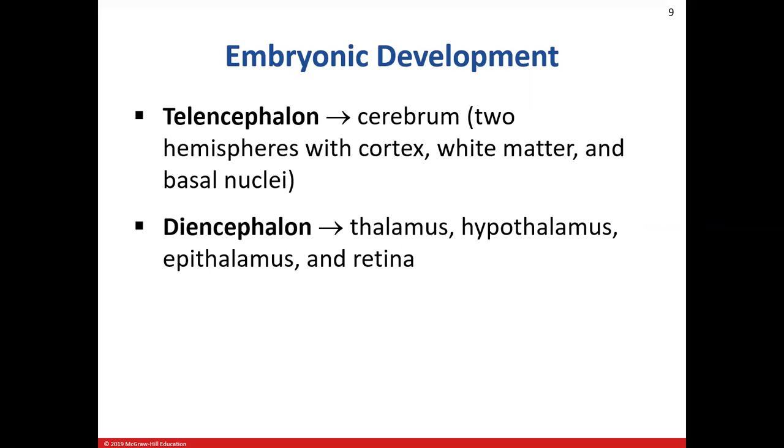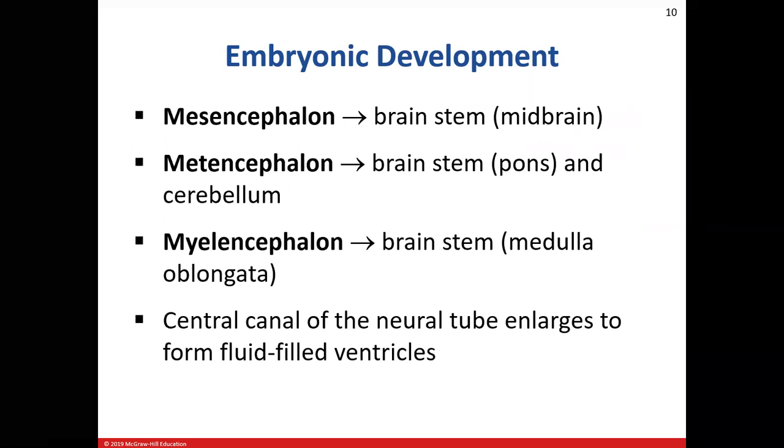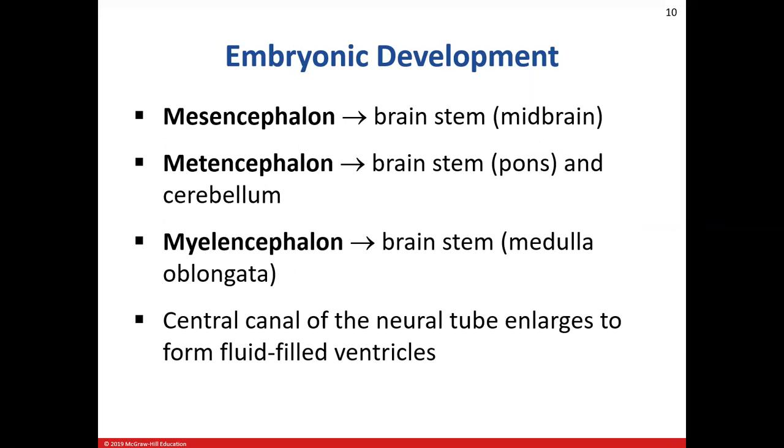We have our telencephalon that gives rise to the cerebrum, which includes the hemispheres and the cortex, the white matter, and our basal nuclei. We have the diencephalon, which, as I said earlier, gives rise to our thalamus, hypothalamus, and the epithalamus, but it also includes the retina. Our mesencephalon, again, is undivided, and it gives rise to the brainstem portion, and that's going to be the midbrain. The metencephalon gives rise to the pons, but it also includes the cerebellum. And the myelencephalon gives rise to the medulla oblongata.